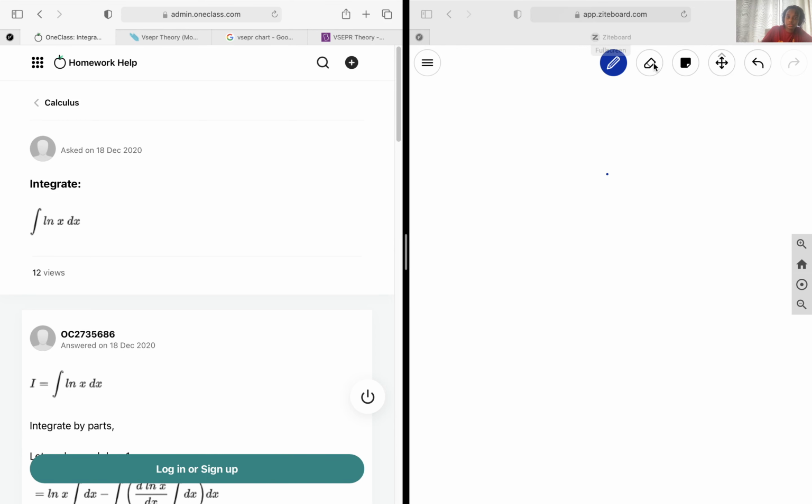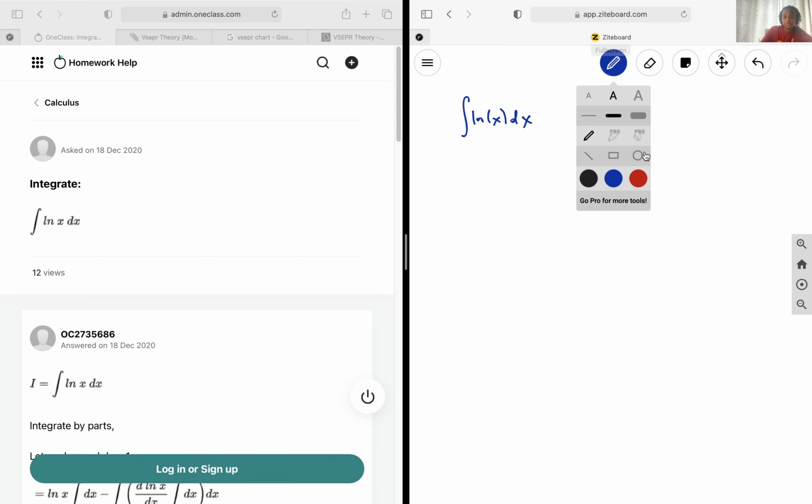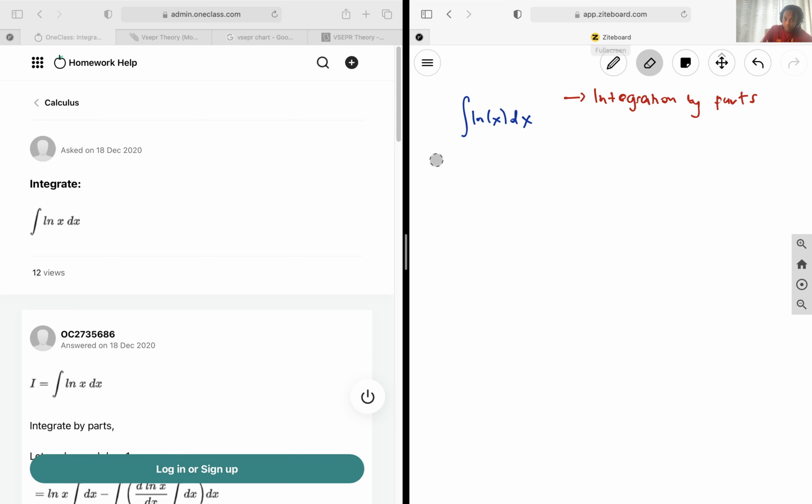So for our first question, we want to be integrating ln x dx. We are going to be using integration by parts. And so the formula for that is going to look like this.